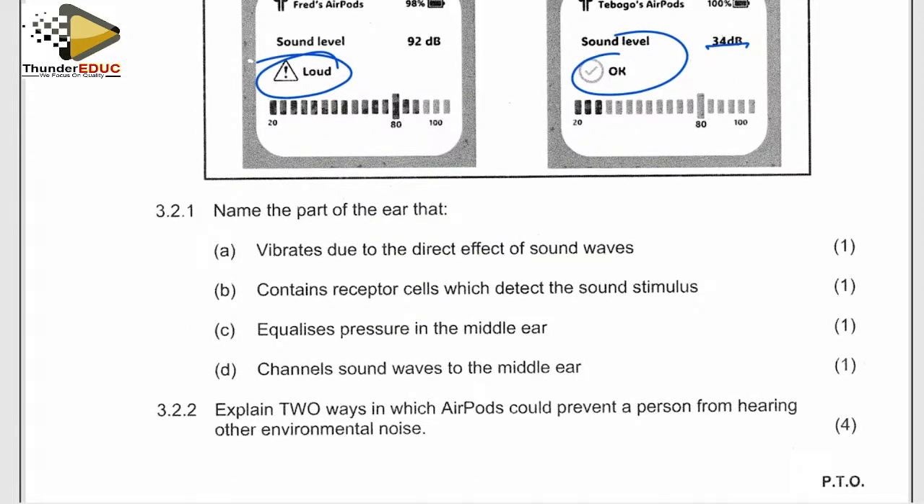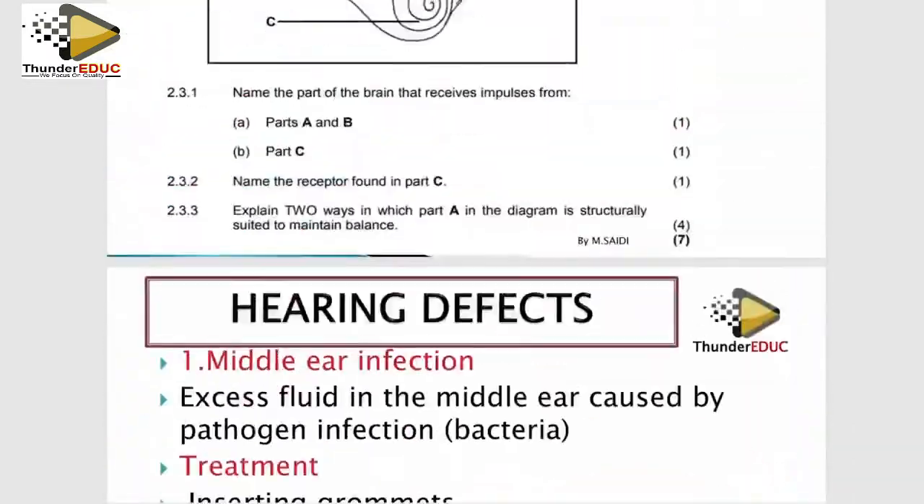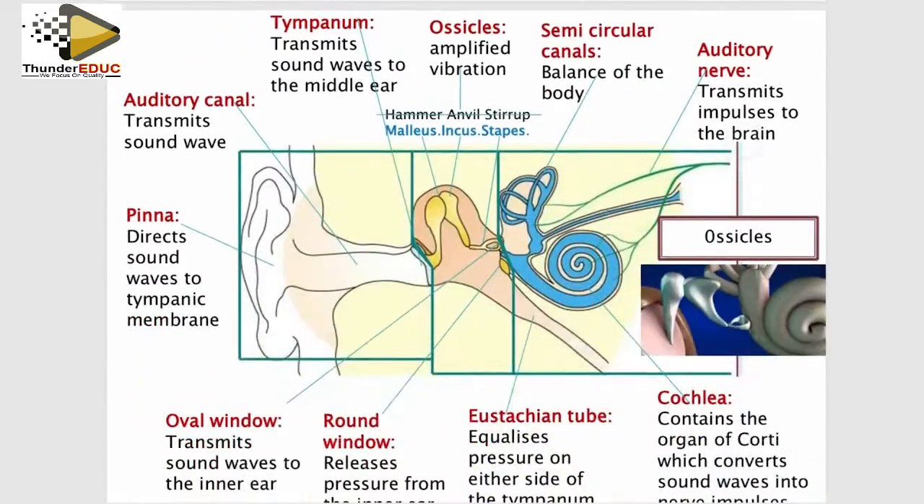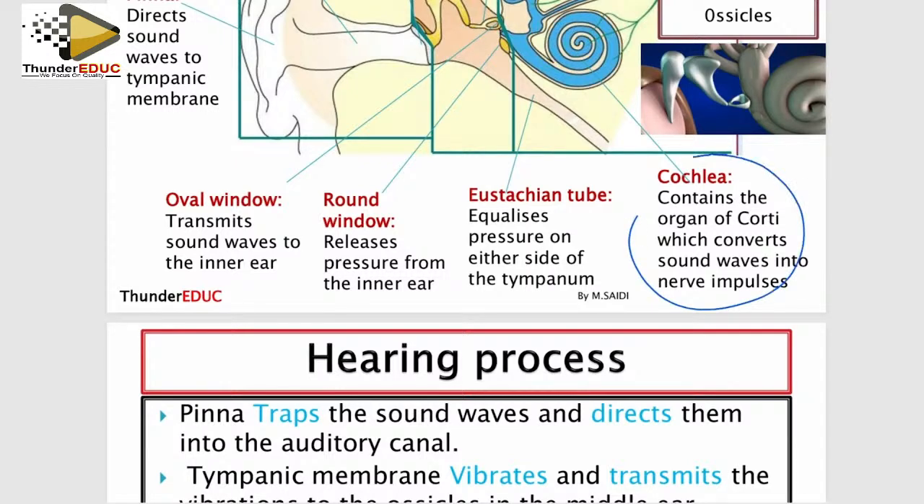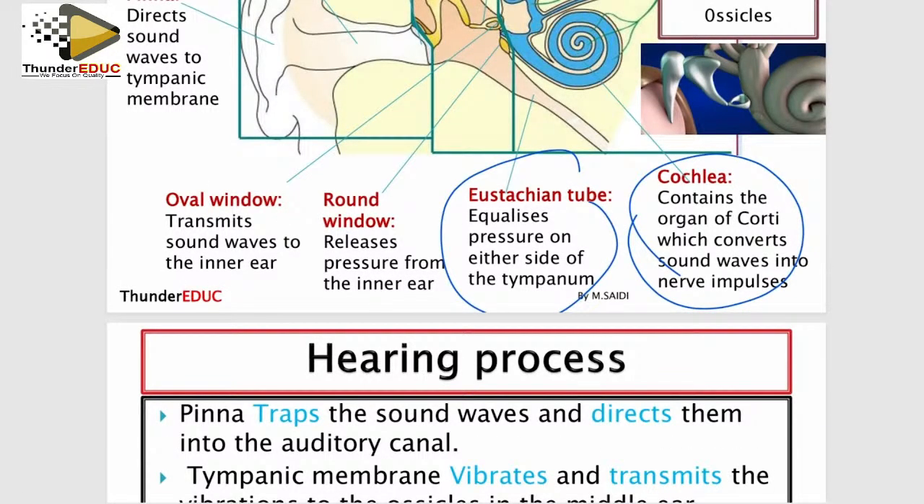Name the part of the ear that vibrates due to the direct effect of sound. Direct effect of sound, that is the tympanic membrane. Contains the receptor cells that detect the sound stimulus. It is the cochlea. So it is the tympanic membrane, and this is the cochlea, because the cochlea is found in there. That's what we talked about. They're talking about this, the cochlea. That's where you find the organ of Corti. Then another question: equalizes pressure in the middle ear. We say that is the Eustachian tube. It equalizes pressure on either side of the tympanic membrane, meaning in the middle ear.